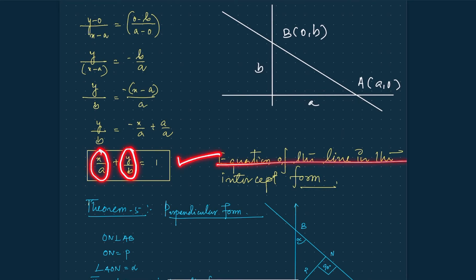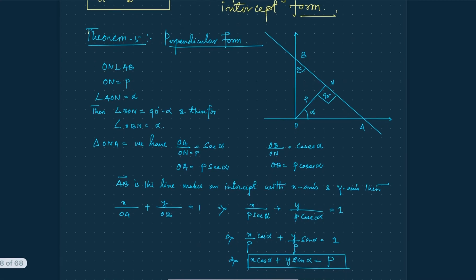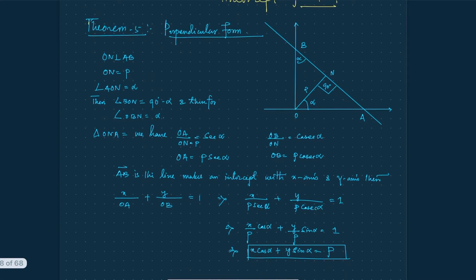This is the equation of a line in the intercept form. Now, last but not the least, this is called the perpendicular form. Again you see this is a straight line. We need to find the equation of this straight line, but the condition is given here.